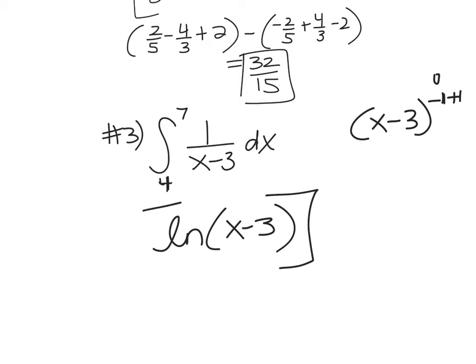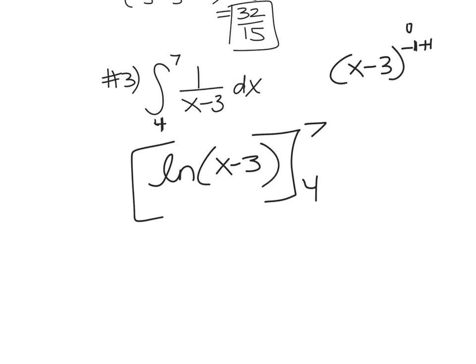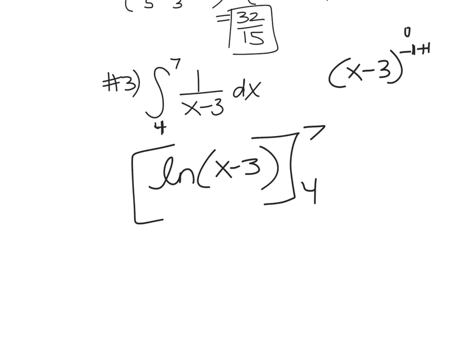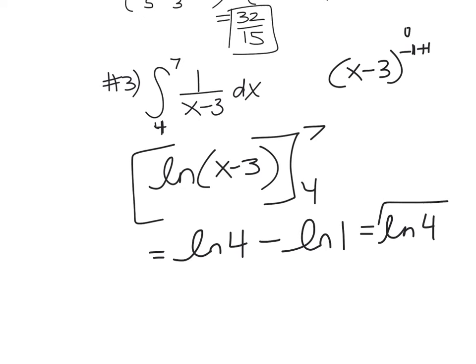All right, so now we're going to evaluate this from 4 to 7. So we have to plug in natural log of 7 minus 3, which would give us the natural log of 4 minus the natural log of 1. The natural log of 1 is just 0. So this would be natural log of 4. And you can give me a decimal for that if you want to. Okay, two more.